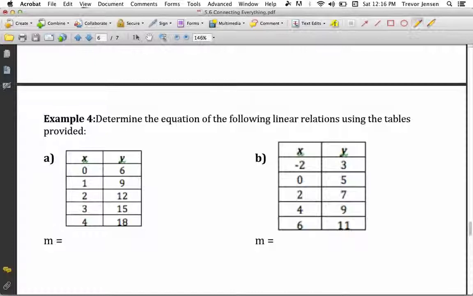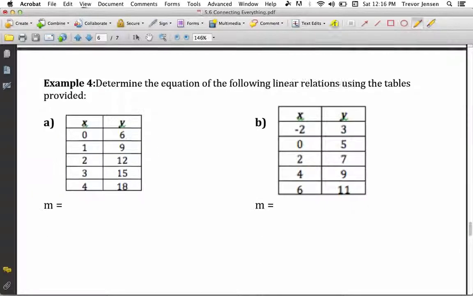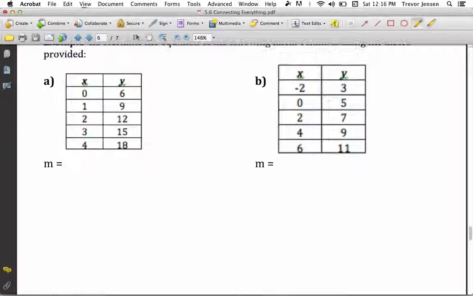So let's look at our table of values. Determine the equation of the following linear relations using the tables provided. So I've got my first table of values here. First thing I want to do is calculate my slope. To calculate my slope, I know I need to find the change in the y values, so I'm going to do the second y coordinate minus the first y coordinate divided by the change in the x values, my second x coordinate minus my first x coordinate.